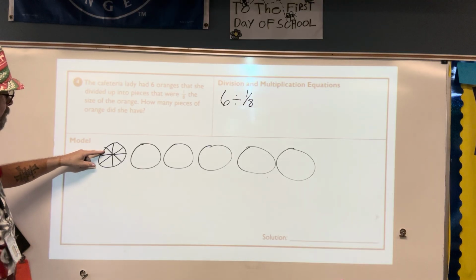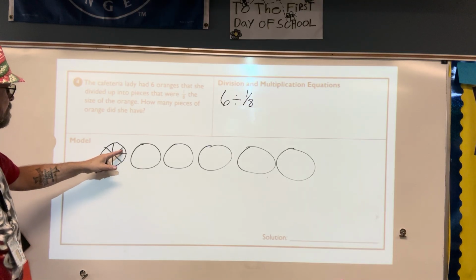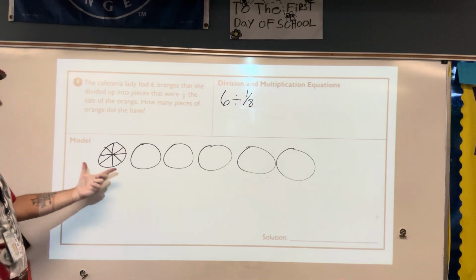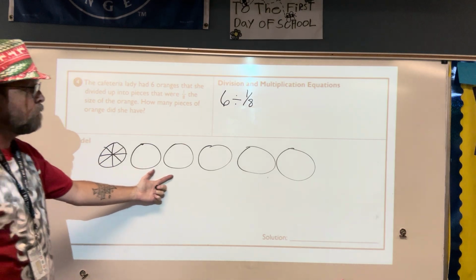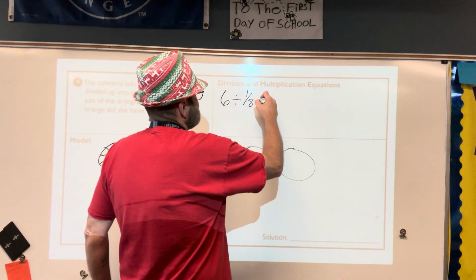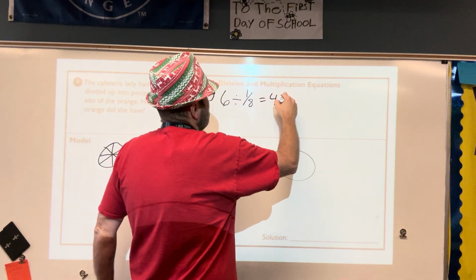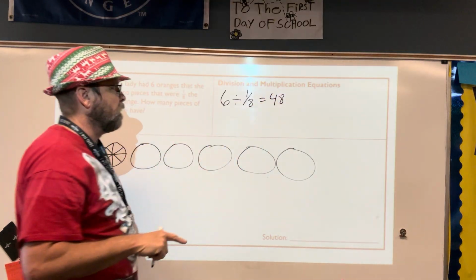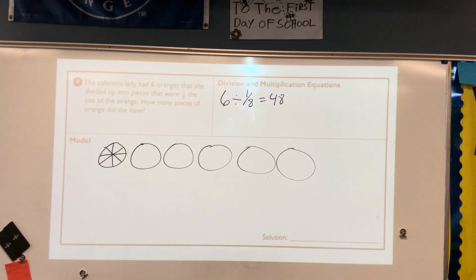Well, in one, there's 1, 2, 3, 4, 5, 6, 7, 8. So one orange has 8 pieces, but we want to know how many 6 oranges has. And that means there's going to be 48 pieces, because 6 times 8 is 48. We're looking for how many of the pieces there are, so that's why we're going to get 48.